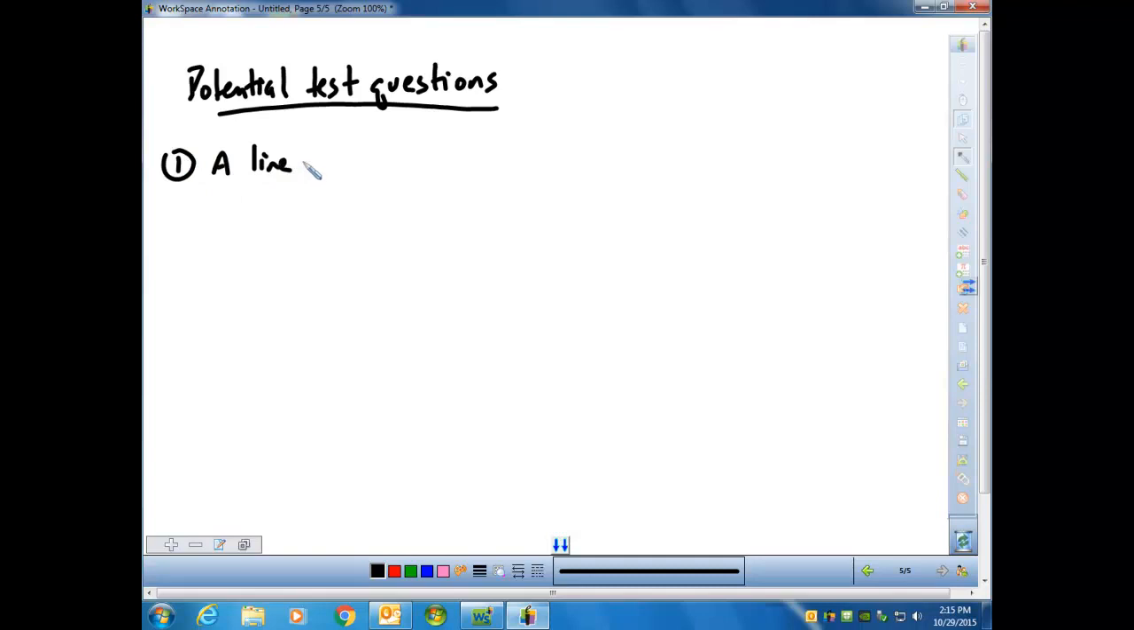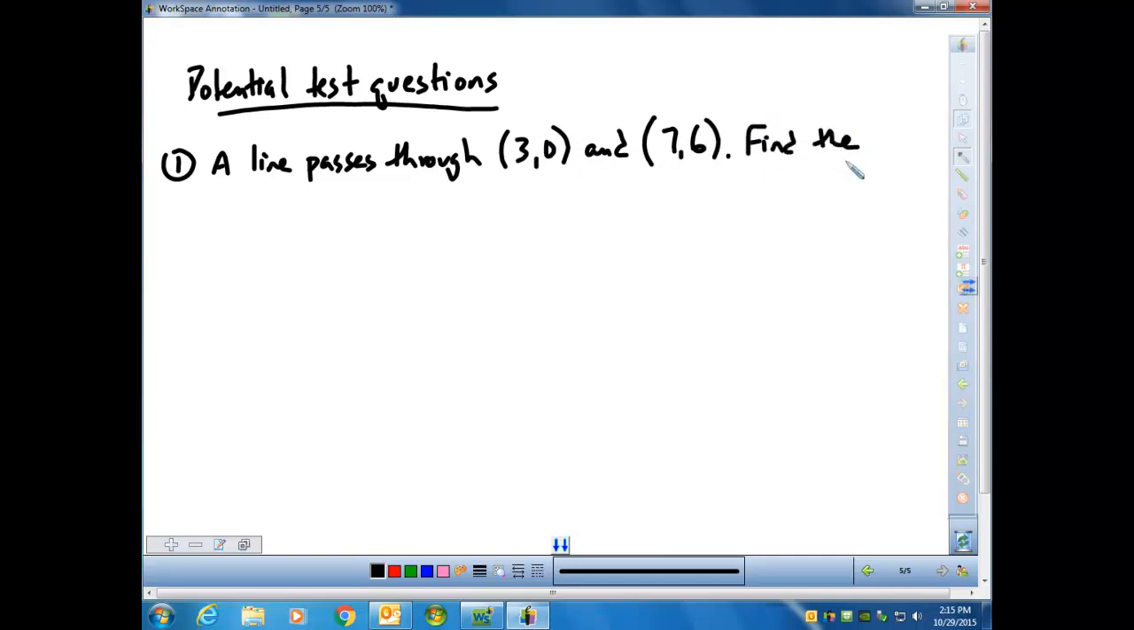Suppose that I tell you that a line goes through the points (3, 0) and (7, 6). What would the slope of a line that is perpendicular to this line be? So, I'll give you some steps here.